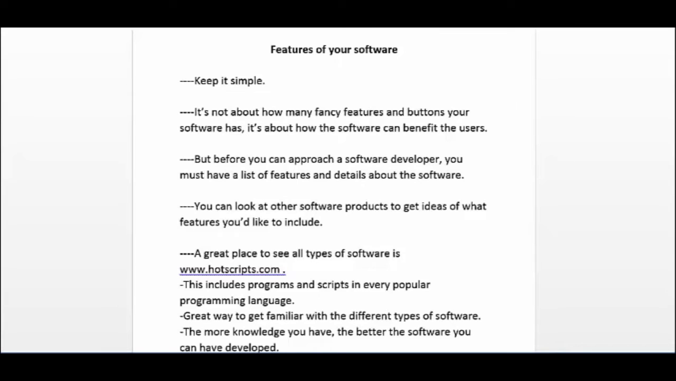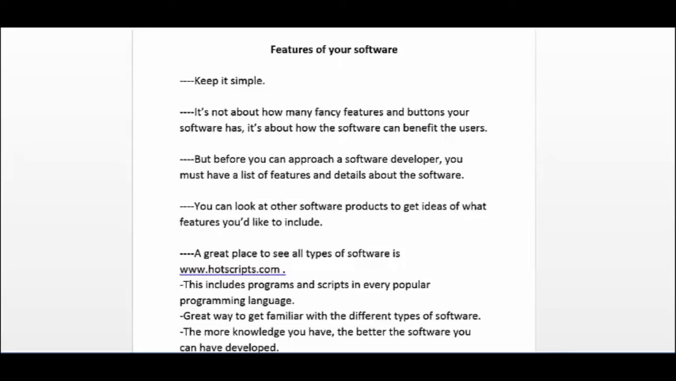All right, so let's talk about coming up with a list of features and details of what your software is going to include. You have to remember to keep it simple though, because it's not about how many fancy features and buttons your software has. It's about how the software can benefit the user. Sometimes it's the most simple software that can become a best selling product. But before you can approach a software developer, you must have a list of features and details about the software product you plan to create.